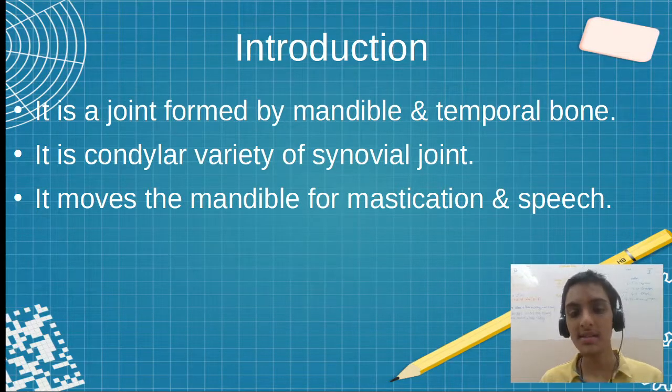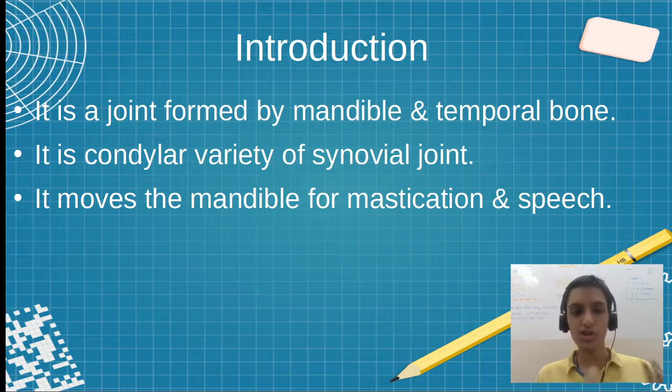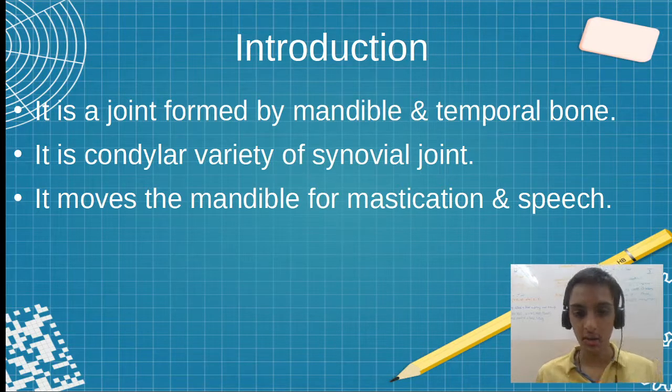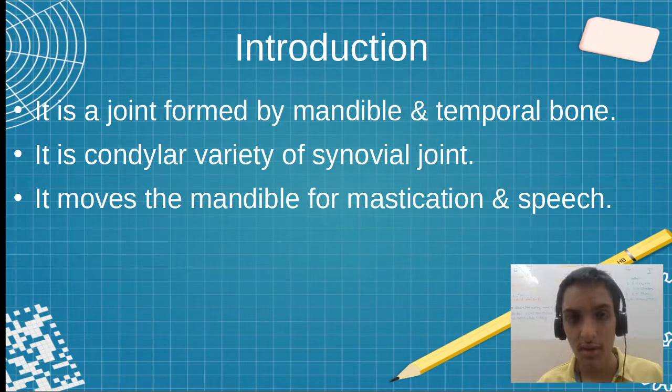So what is this TMJ first of all? It is a joint which is formed by the mandible and the temporal bone. This is a condylar variety of synovial joint. And this moves the mandible for mastication and speech. Mastication as in chewing the food.